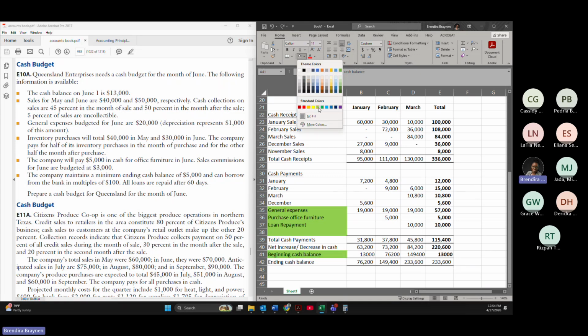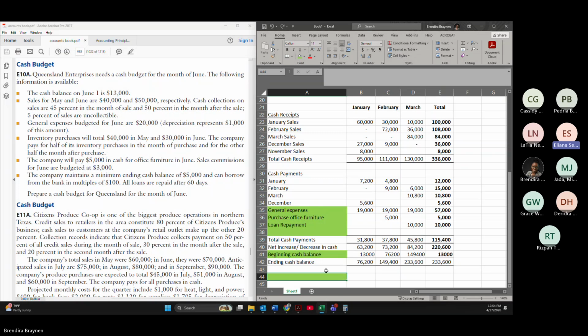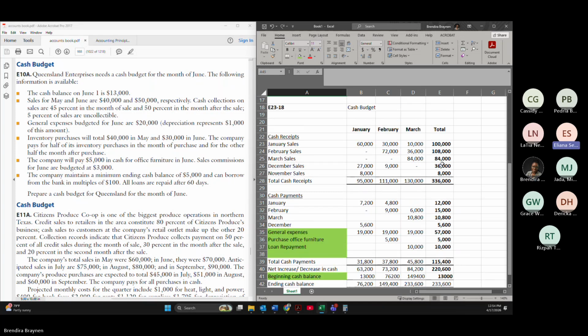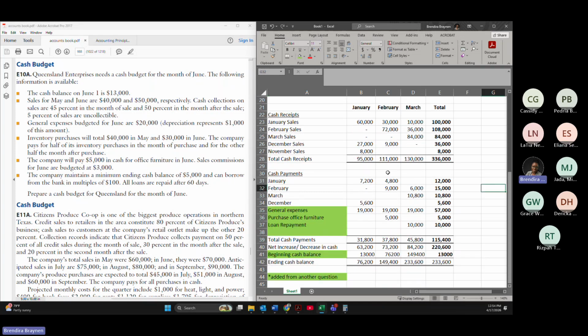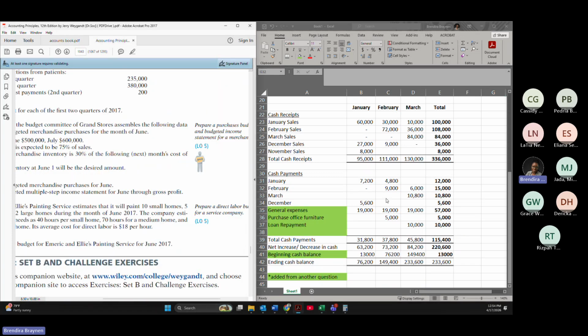Yes, Eliana. Okay, so the general expenses, purchase office furniture and loan payment, I thought that was from the same question. I thought that was from a different question. No, this is from a different question. I just did it for the purpose of showing you other things, because the question I was using didn't have anything else, and I wanted to do a full example. Oh, okay. Understood. So everything highlighted in green is added from another question. Okay, thank you.